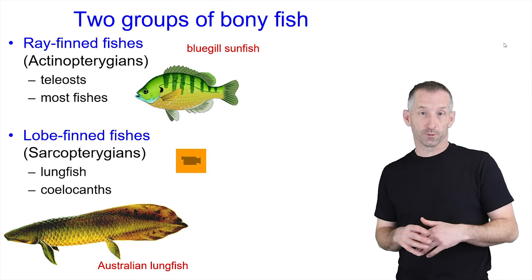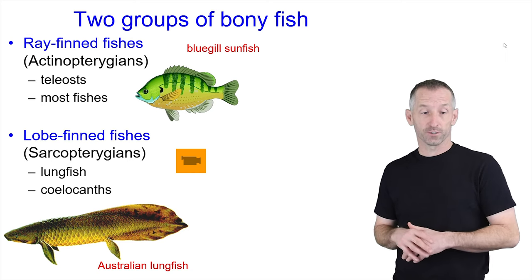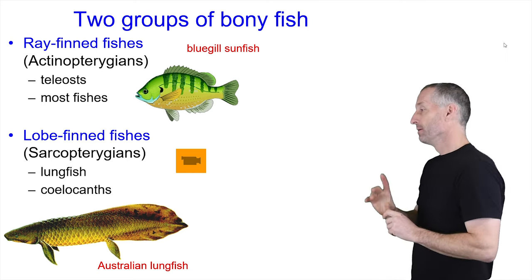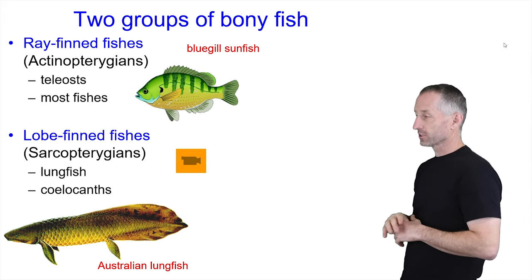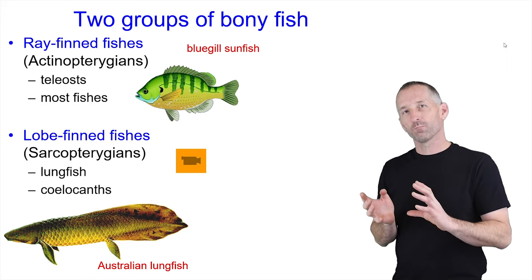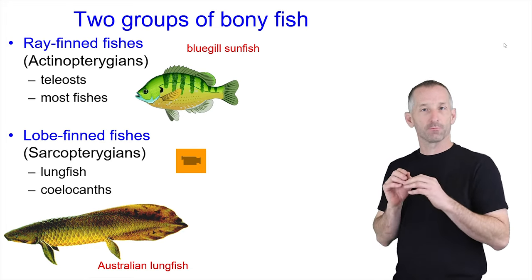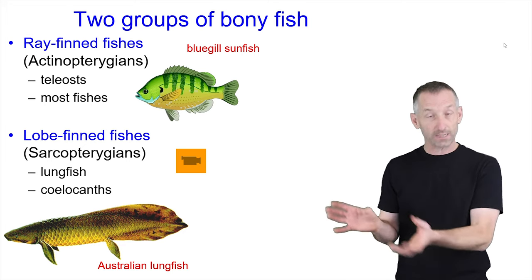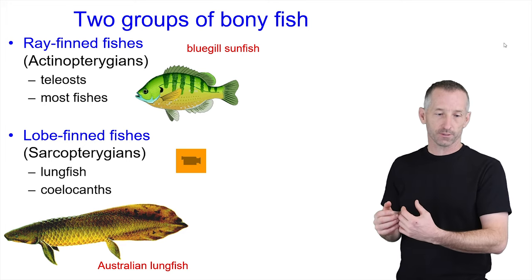There are two major groups of bony fishes. These include the actinopterygians, the ray-finned fishes, but you also have the lobe-finned fishes, the sarcopterygians. These are the lungfishes and coelacanths, which are personally important because they represent the branch of fishes from which the rest of the vertebrates evolved, including us.